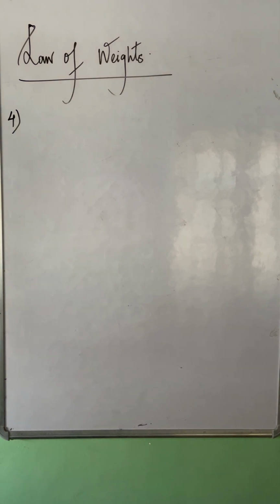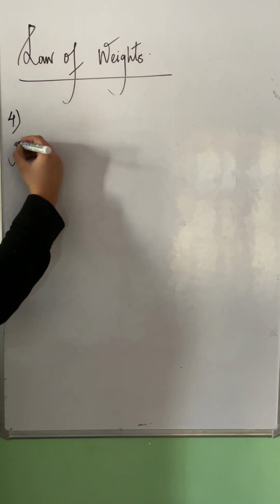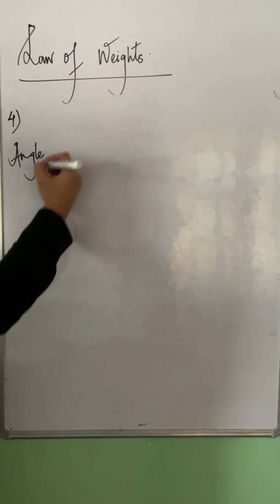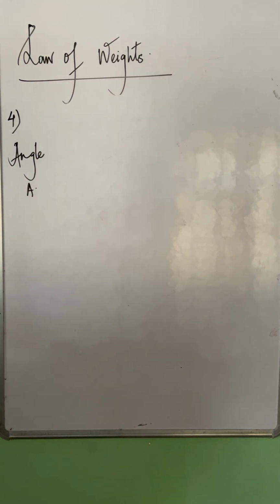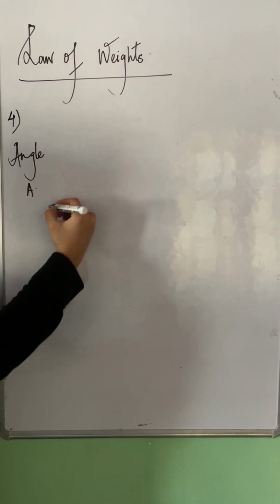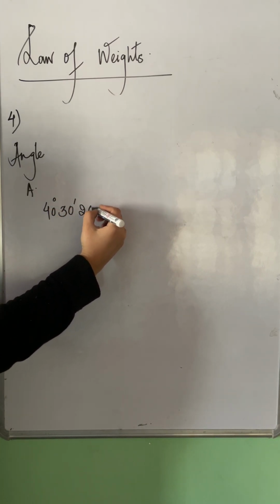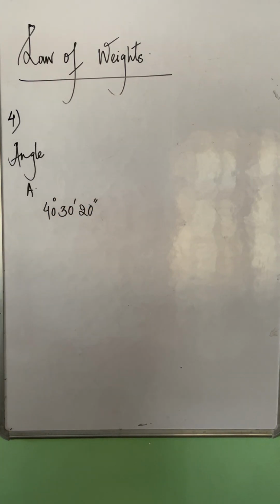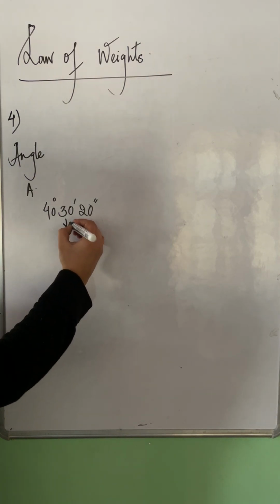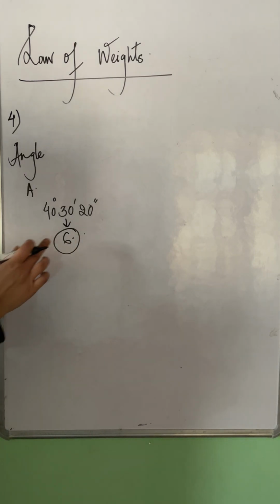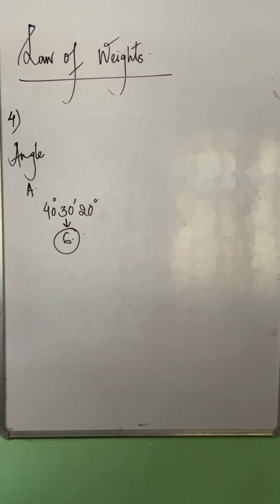For example, we have an angle A whose value is 40 degrees, 30 minutes and 20 seconds, and it has a weight of 6.